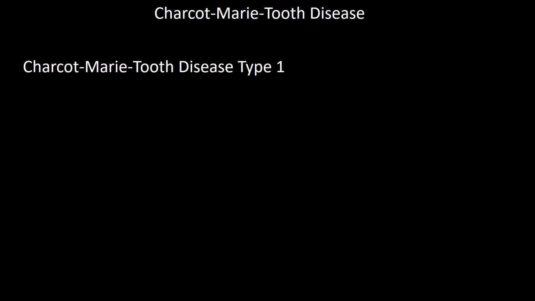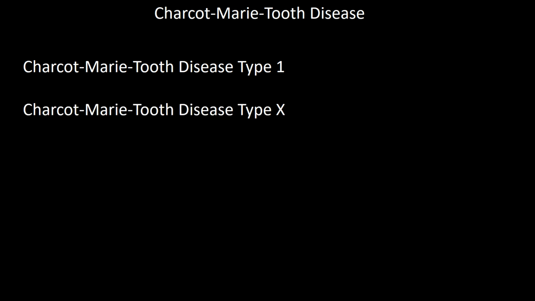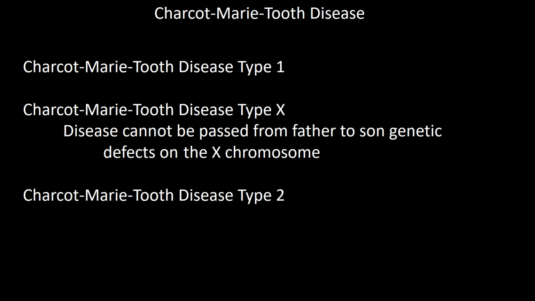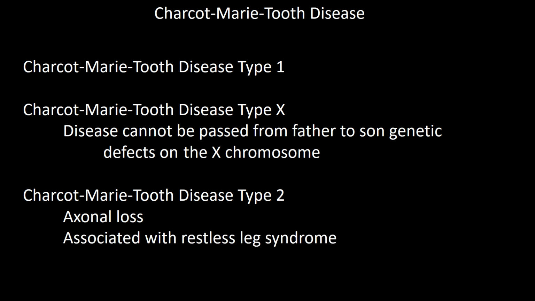In addition to type 1, we have CMT type X. CMTX is an X-linked demyelinating condition, hence conduction is slow, and fathers cannot pass the genetic defect to their sons, that is, to the XY sons. CMT type 2 is due to axonal loss and may be associated with restless leg syndrome. The inheritance of this condition is usually autosomal dominant, but at times recessive. The amplitude of the compound nerve action potential is more affected than nerve conduction.